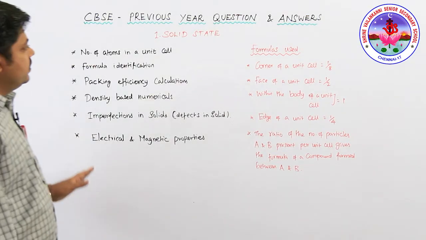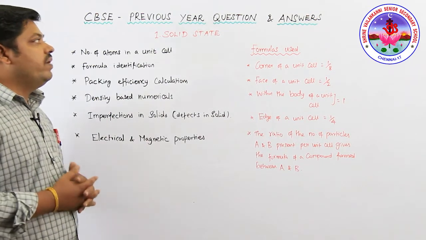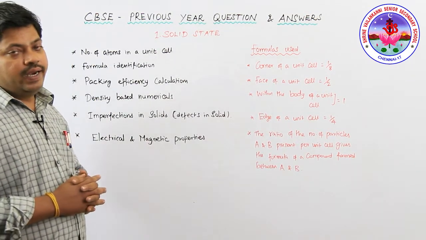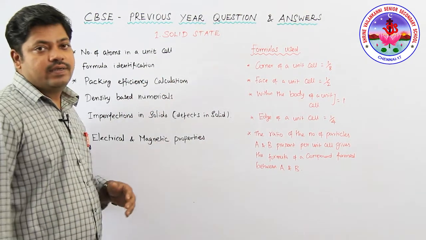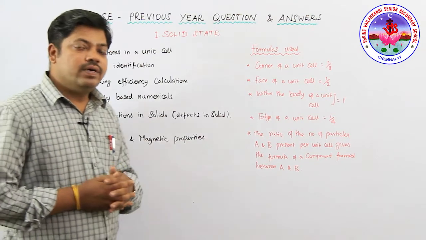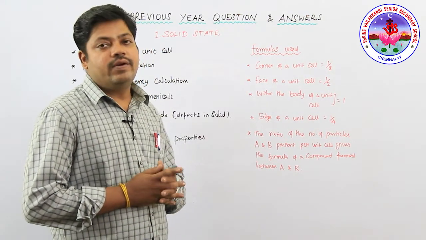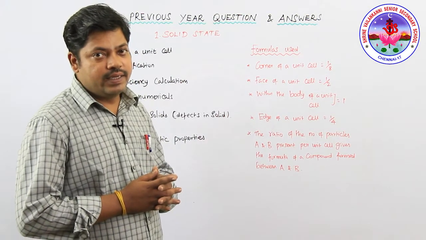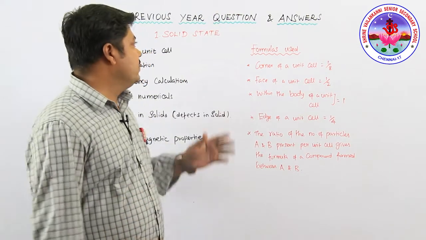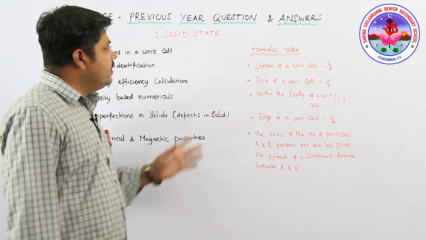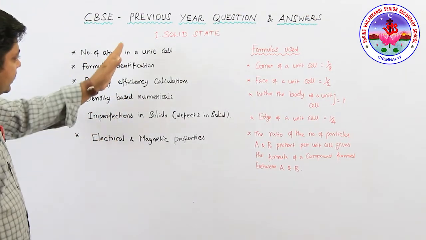Hi students, today we are going to discuss the CBSE previous year question papers and the answer keys. We will discuss them chapter wise. Totally we have 16 chapters, but in this academic year, that is the 2021 academic year, you have only 13 lessons. First lesson is the solid state. In this lesson, you have to concentrate more on these things.